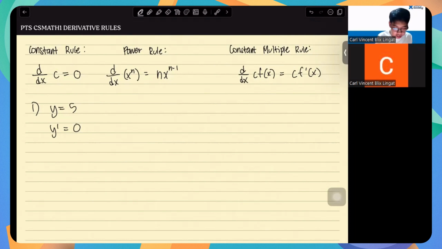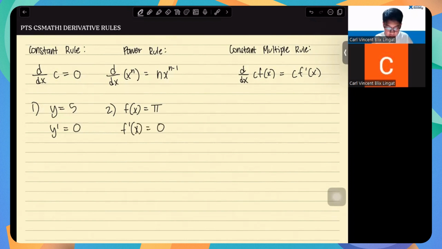Okay, let's have another example. f of x is equal to pi. Since pi is by itself and the derivative of any constant is 0, and remember pi is also a constant, then the derivative of pi is just 0. So f prime of x is equal to 0.